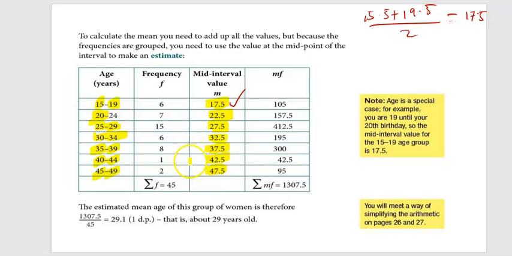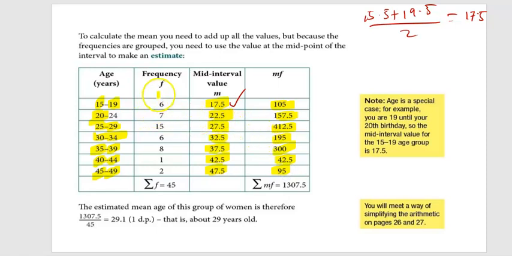And now we can take the product of this value with the frequency. What is 17.5 multiplied by 6? 17.5 times 6 gives you 105. 7 times 22.5 gives us 157.5. 15 multiplied by 27.5 gives you 412.5. 6 multiplied by 32.5 gives 195. 8 multiplied by 37.5 gives us 300. 1 multiplied by 42.5 gives you 42.5. 2 multiplied by 47.5 is 95.